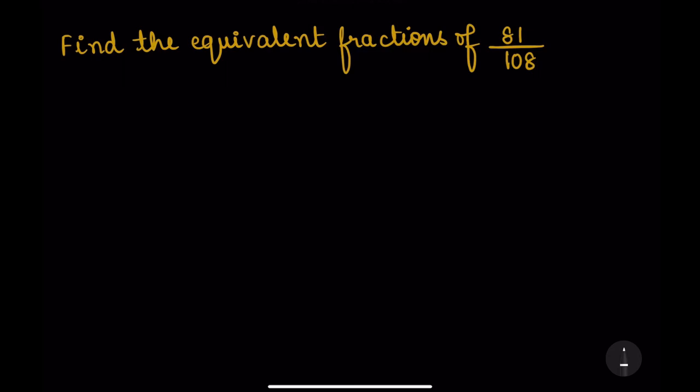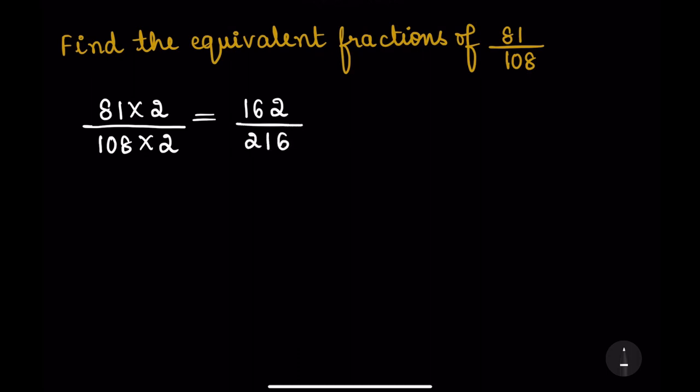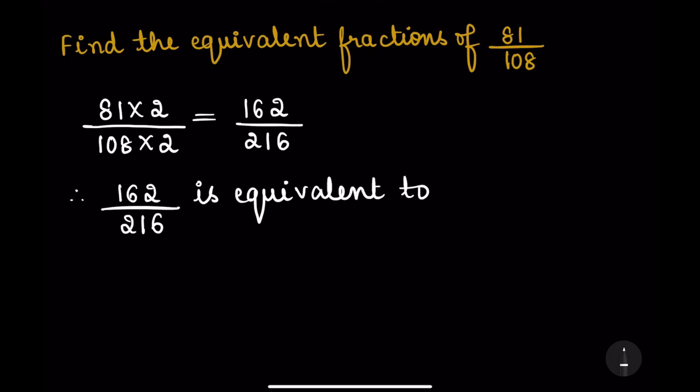For example, if I choose to multiply the numerator by 2, then the denominator should also be multiplied by 2. So we have 81 into 2, that is 162, and 108 into 2 is equal to 216. Therefore, 162 by 216 is equivalent to 81 by 108.